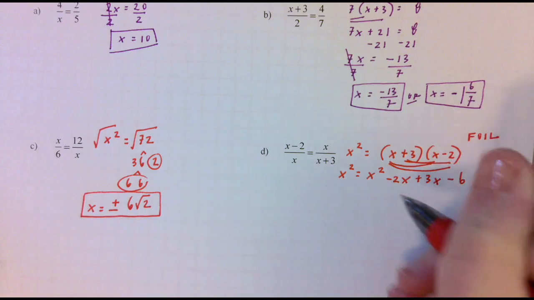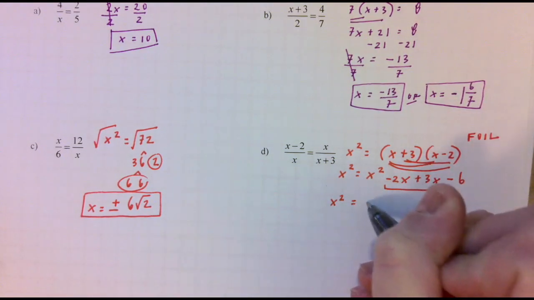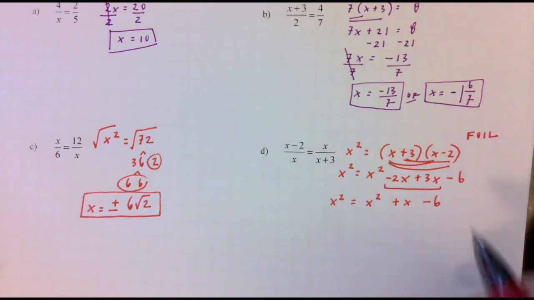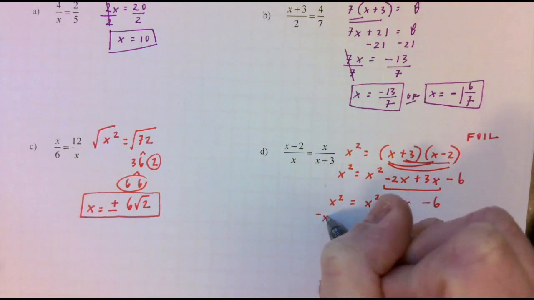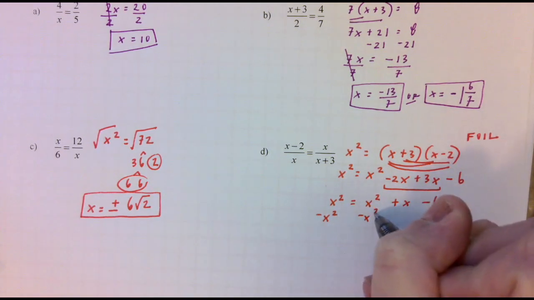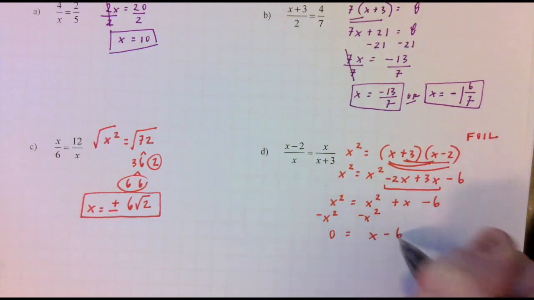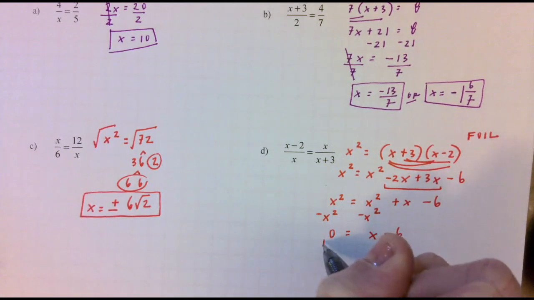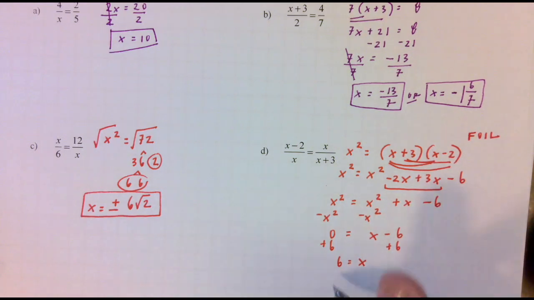Clean it up, combine these like terms. X squared equals x squared plus x minus 6. So I see that those quadratic terms are going to cancel away, because if I subtract x squared from one side, it's going to clear from the other side too. So I have 0 equals x minus 6. And I want to solve for x, so I'm just going to add the 6 to the other side. I get 6 equals x, but remember that symmetric property lets me flip it around and say that x equals 6.